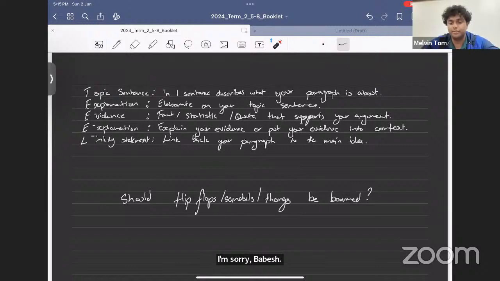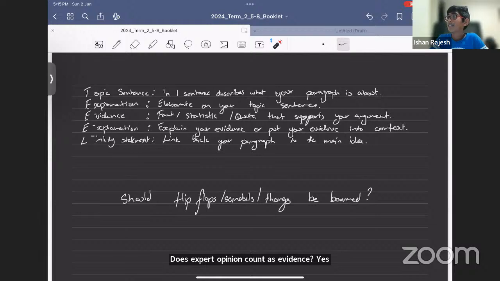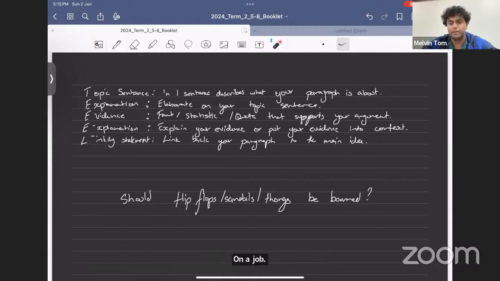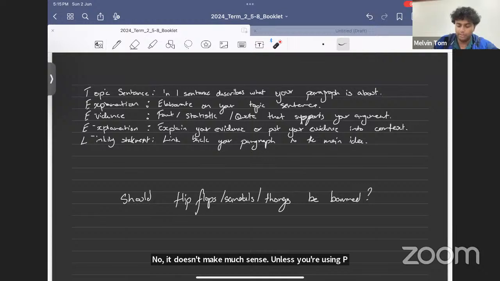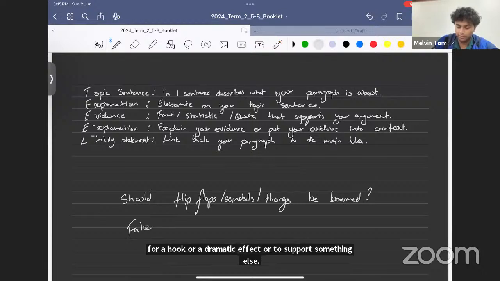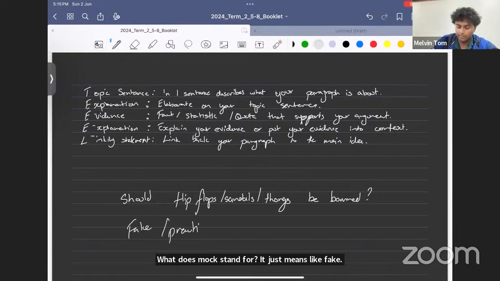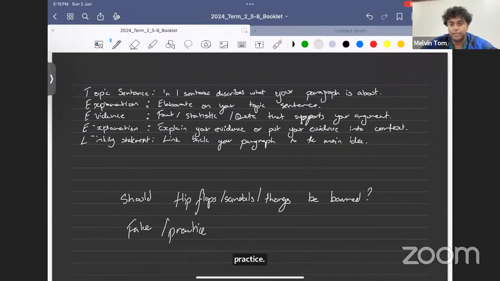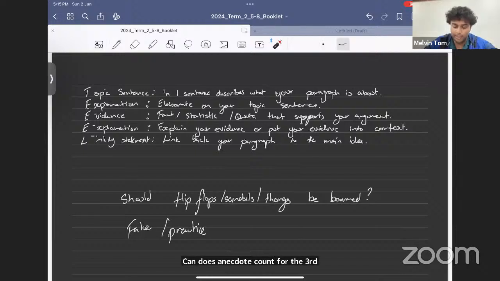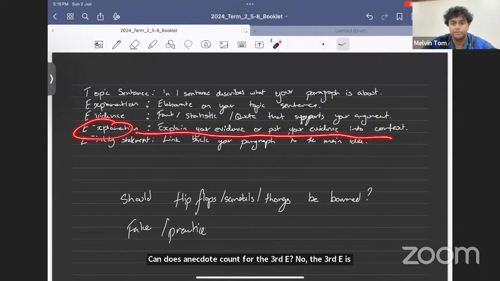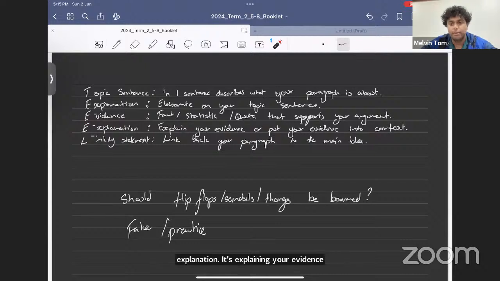Does expert opinion count as evidence? Yes. Can we put poems in persuasive? No, it doesn't make much sense, unless you're using a poem for a hook or a dramatic effect or to support something else. What does mock stand for? It just means like fake or practice. Okay, does an anecdote count for the third E? No, the third E is explanation. It's explaining your evidence. Can a rebuttal affect your grades? No, rebuttals can be good.